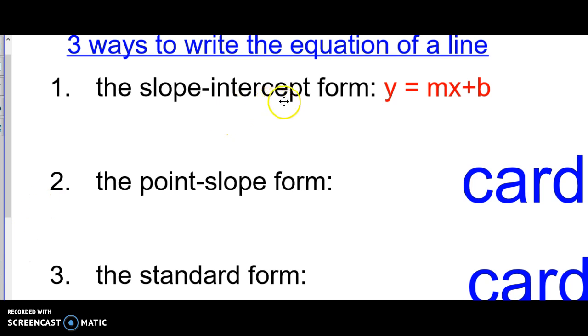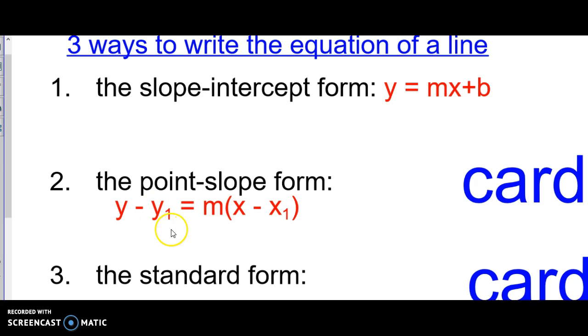We've already got the slope-intercept form of a line, y equals mx plus b, but there's a real important one here called the point-slope form of the line. I want you to make sure you make a card for that. So on the front it'll say point-slope form. Okay, here's the equation for the point-slope form of a line.